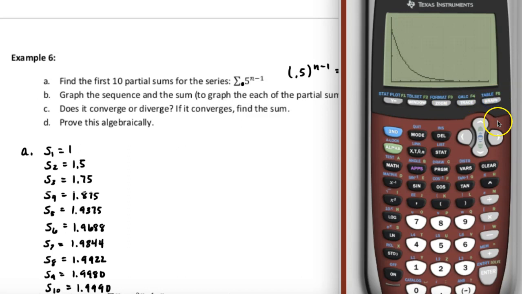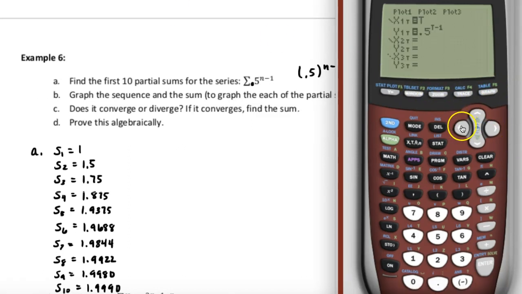Okay. And so going back to y equals, I'm just going to change this curve to dotted. If you have one of those newer calculators, you probably won't be dealing with this sort of thing. And so now we see a better idea of what this looks like. All right. And so this is the graph of the sequence, not the series.